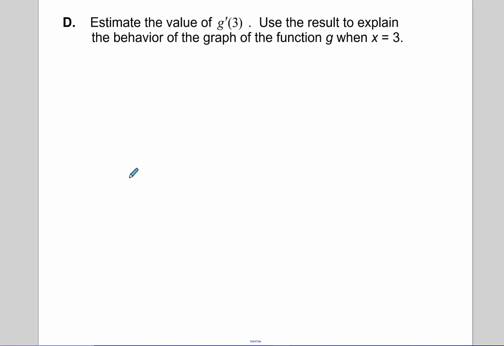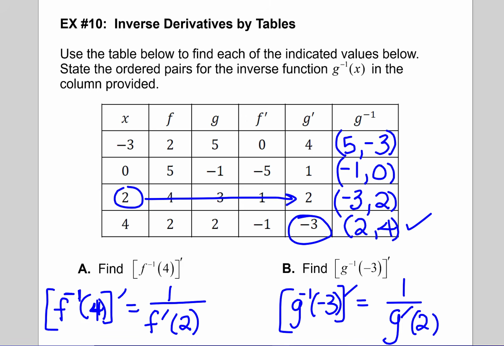So our last example, we want to estimate the value of G prime of 3 and use the result to explain the behavior of the graph of the function G when X is 3. So we know that the G of 3 could be, let's go back to our table and erase some of this. The G of 3, we don't have 3 on our x values here. So we could use the difference between 4 and 2, right?